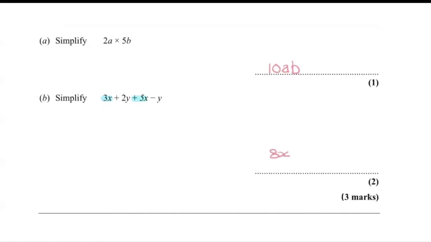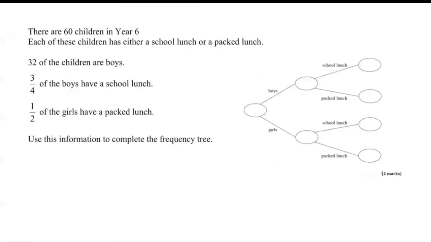So 3x plus 5x is 8x. And then we're at a positive 2. So we've got 2 y's and we're going to take away a y, leaving us 1 y, which is positive. So 8x plus y. The next question is a frequency tree diagram.